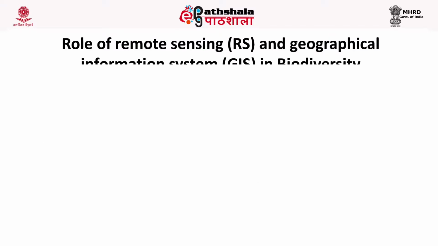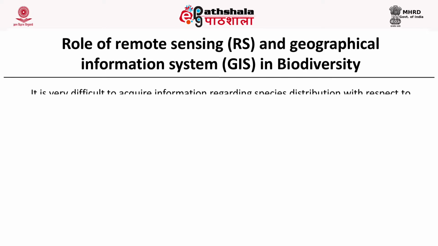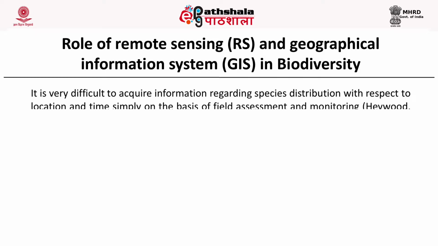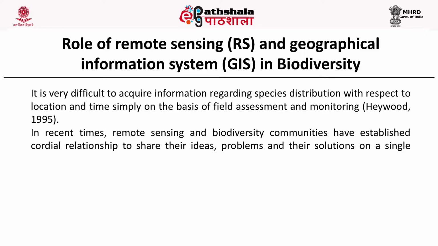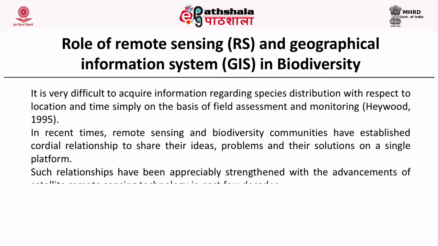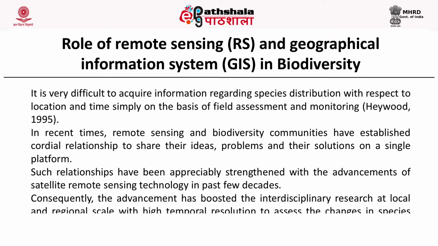So now if we look at the role of remote sensing and GIS in biodiversity, as we all know, it is very difficult to acquire information regarding species distribution with respect to location and time simply on the basis of field assessment and monitoring. In recent times, remote sensing and biodiversity communities have established cordial relationship to share their ideas, problems and their solutions on a single platform. Such relationships have been appreciably strengthened with the advancement of satellite remote sensing technology in the past few decades. Consequently, the advancement has boosted the interdisciplinary research at local and regional scale with high temporal resolution to assess the changes in species distribution, loss of habitat and so on.